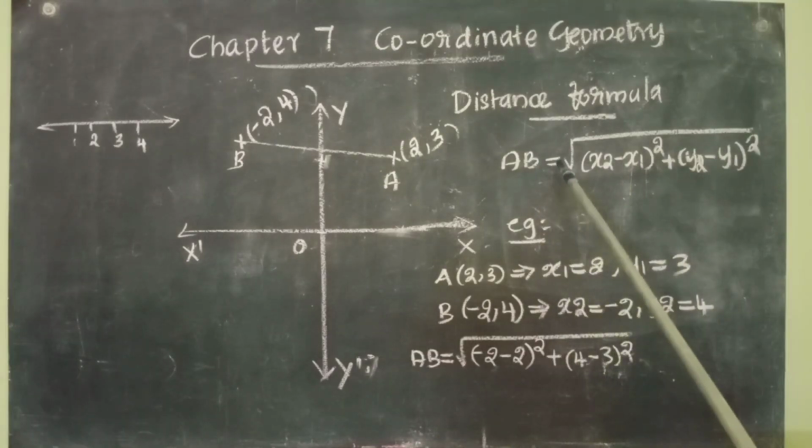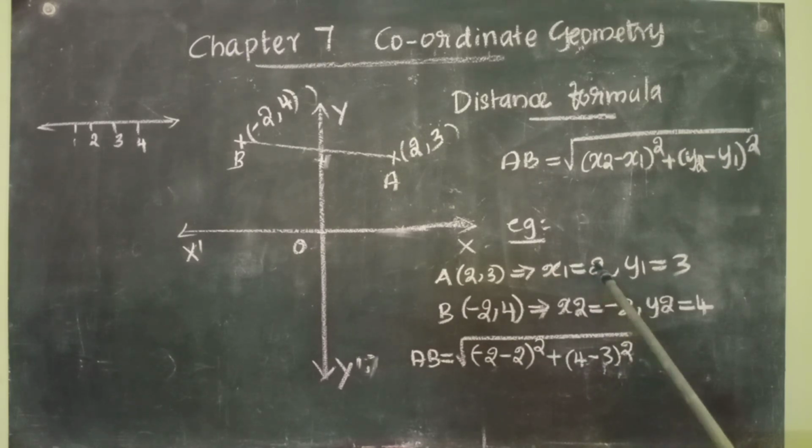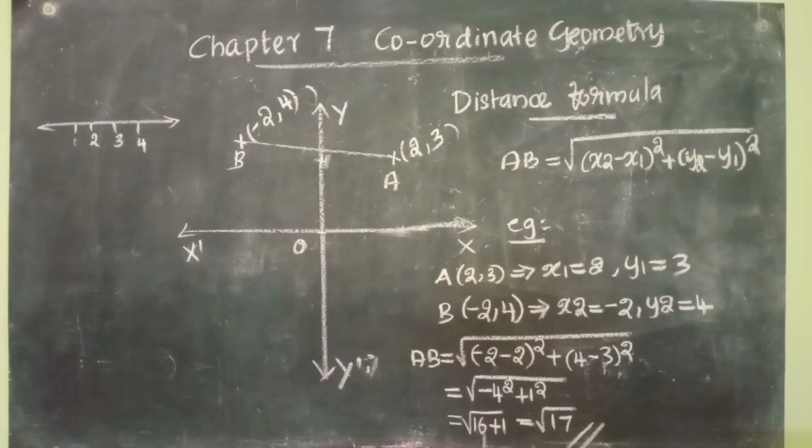We have the distance formula AB equal to root of (x2 minus x1) whole square plus (y2 minus y1) whole square. So AB equal to root of (minus 2 minus 2) whole square plus (4 minus 3) whole square. Here you see x2 is minus 2, x1 is 2. Now let us calculate it. That is equal to root of (minus 4) square plus 1 square, that is equal to root of 16 plus 1 equal to root 17. So the distance between A and B is root of 17.